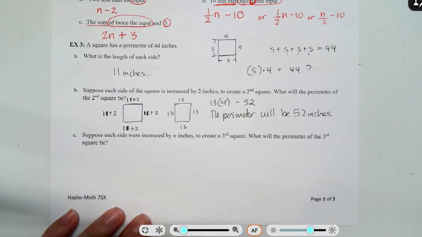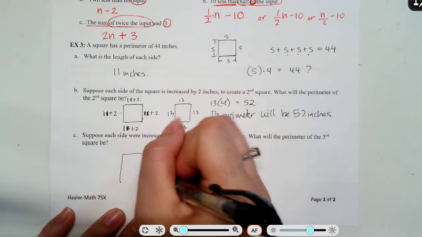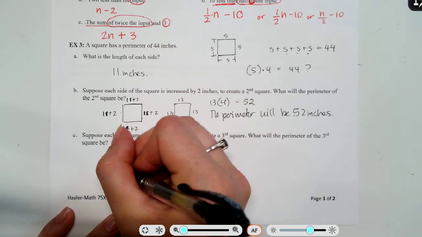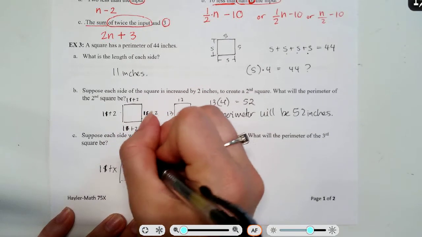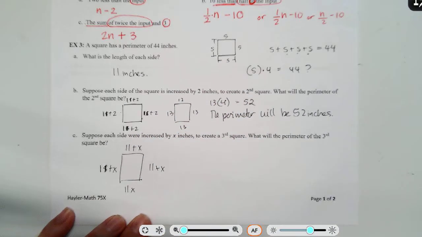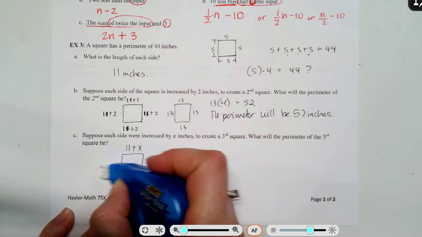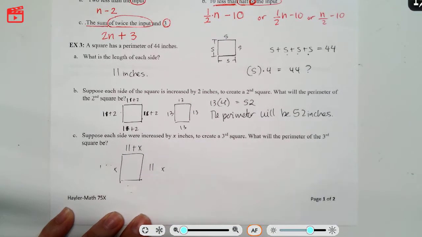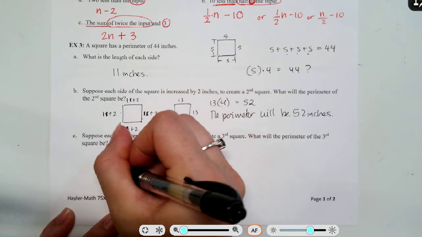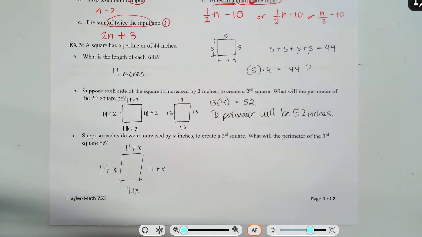So, if I was increasing by x inches, let's go ahead and draw this square again. So that's going to be s plus x, or in our case, remember, 11 plus x, 11 plus x, 11 plus x, 11 plus x. So instead of adding 2, we're adding x, some unknown quantity.